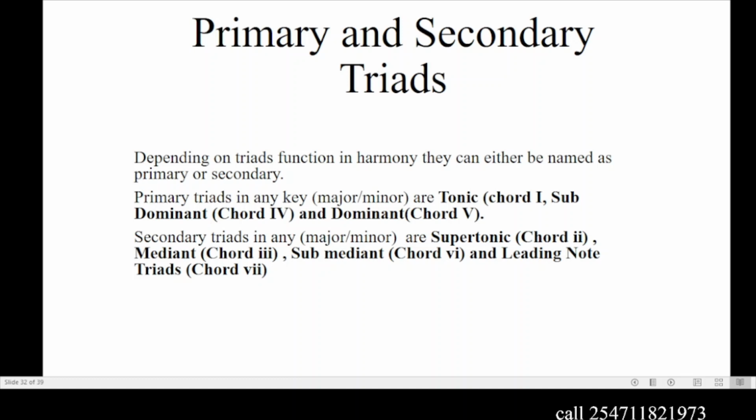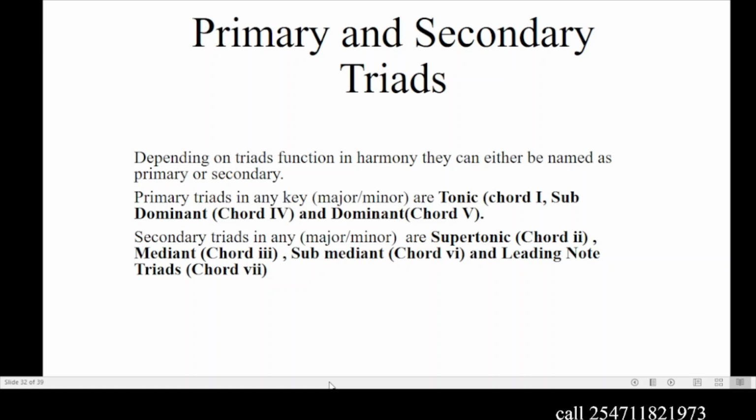Primary triads in any key, whether major or minor, are tonic or chord 1, subdominant or chord 4, and dominant or chord 5. We are simply meaning that primary triads, you can find them in major keys, and also in minor keys. So if you find, for example, the chord 1 or the tonic triad in a major key or in a minor key, we call that one a primary triad. And also the chord 4 or the subdominant triad is a primary triad. And we also have the dominant triad. So we have three primary triads: the tonic, subdominant, and dominant.